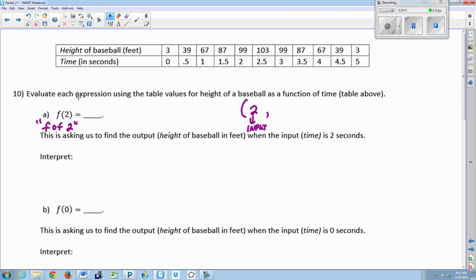What am I plugging it into? Hang on, one person at a time. Yeah, but I don't have an equation to plug it into. I look at the table of values.